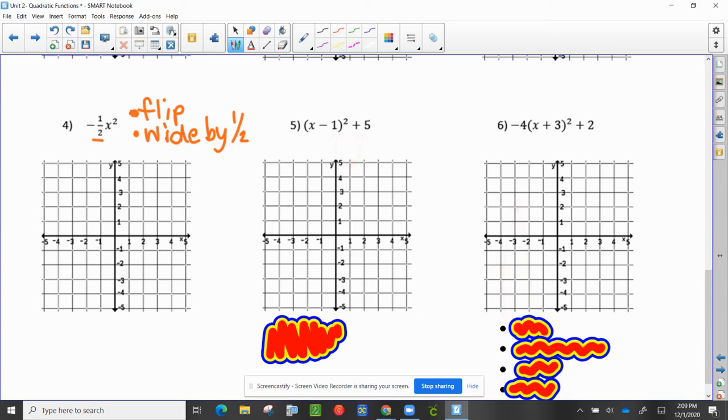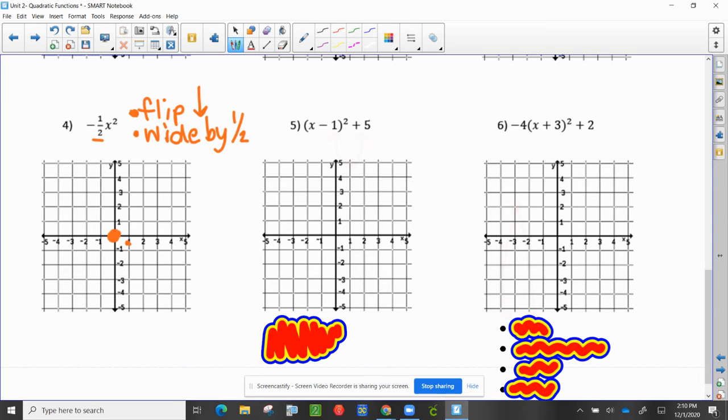So again, there's no plus or minuses here, so we're not going to shift it left, right, or up or down. So my vertex is staying at the origin. We just have to flip it and now make it wide by a factor of 1/2. So if it flips, that means it's going to open down. Okay, so I'm going to put my points below my vertex. And that 1/2 just tells me I'm going to go over and down 1/2 on each side.